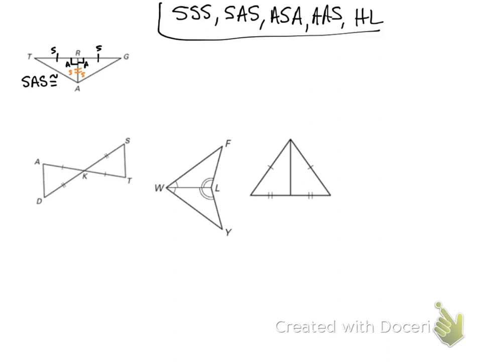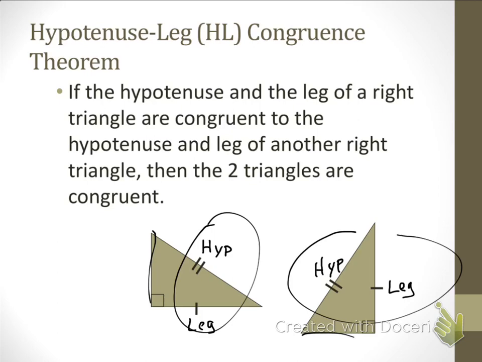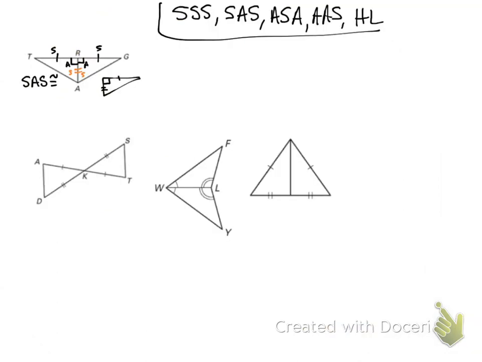And you may say, well, coach, isn't this a right triangle? And I have a right triangle here. Yes, you do, but I would not be able to use hypotenuse leg, because in hypotenuse leg you have to have the hypotenuse in both of your triangles. And in this one, all we have is 2 legs. I have a leg here and a leg here. So hypotenuse leg would not work for this one. It has to be side angle side.